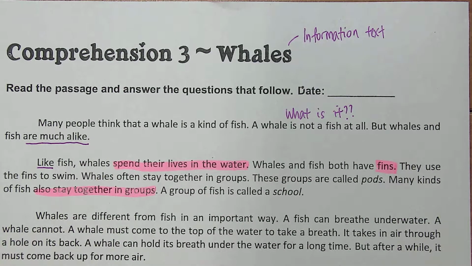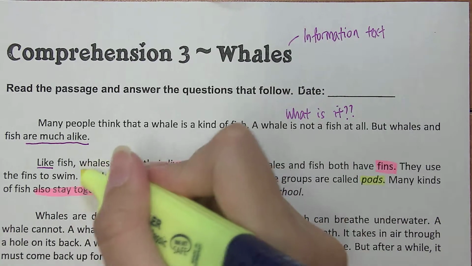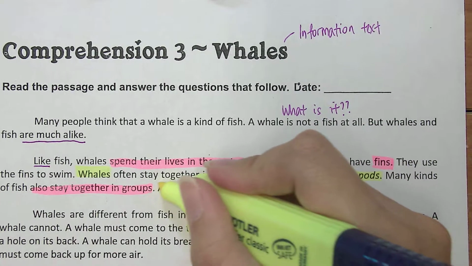A group of fish is called a school. Now this is something that is different. For a group of whales, we call it a pod or pods. So I'm going to use my yellow highlighter for things that are different between whales and fish. Okay, so whales stay together in groups called pods, and fish stay together in groups called a school.